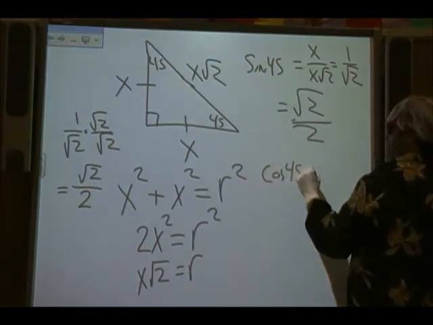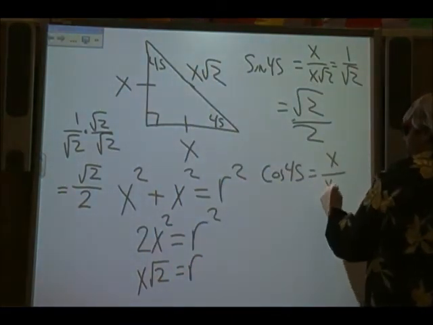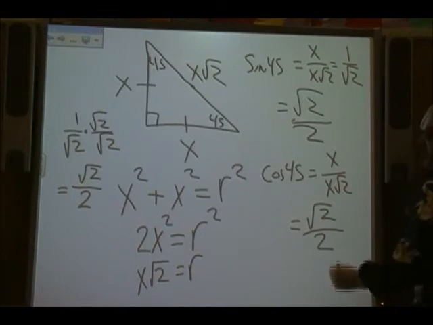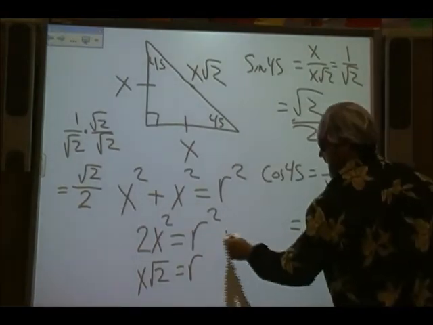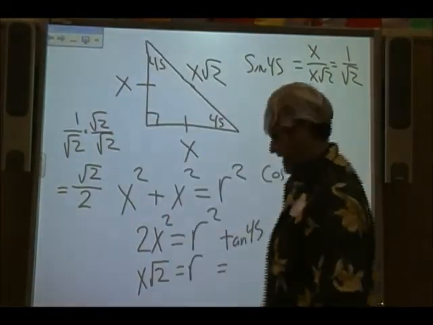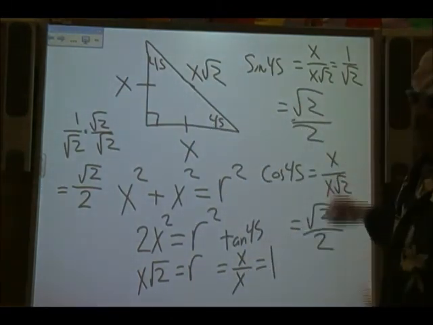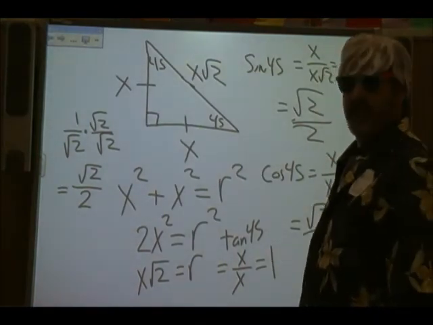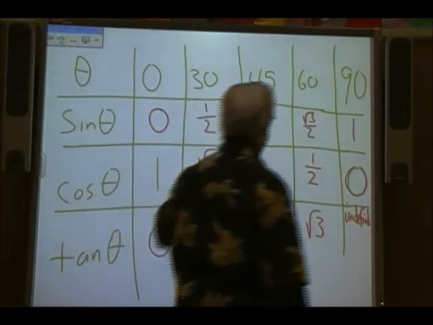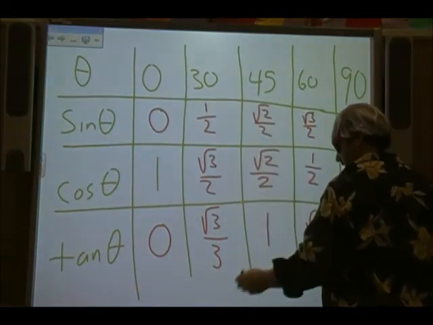Cosine 45 is adjacent over hypotenuse, x over x radical 2. It's the exact same as sine, and that comes out to radical 2 over 2. And now tangent of 45 is equal to opposite over adjacent, x over x, which equals 1. So sine and cosine are the same at 45, and tangent is 1. So come over here. This is radical 2 over 2, radical 2 over 2, and 1.